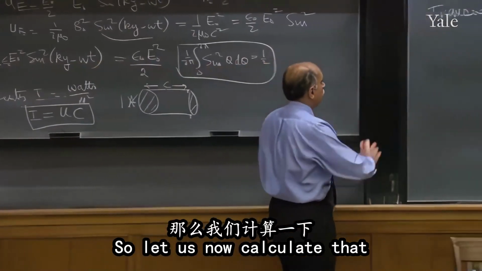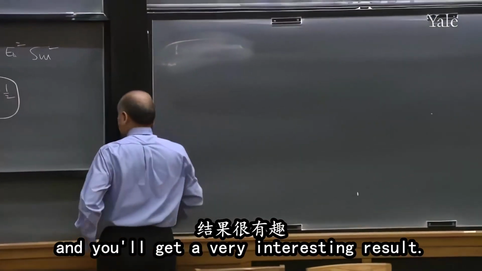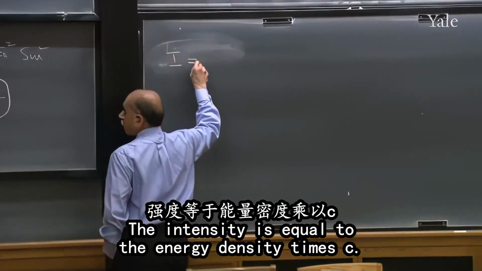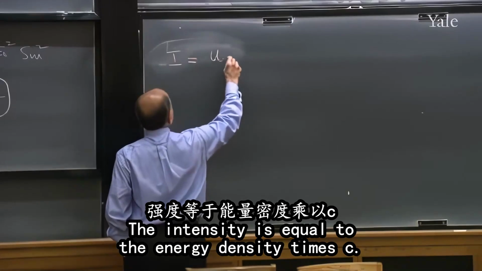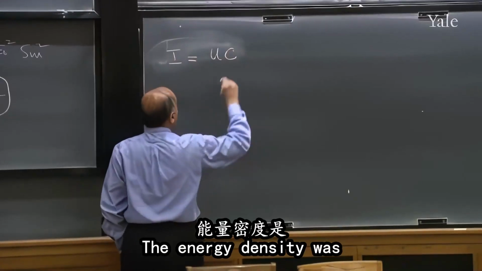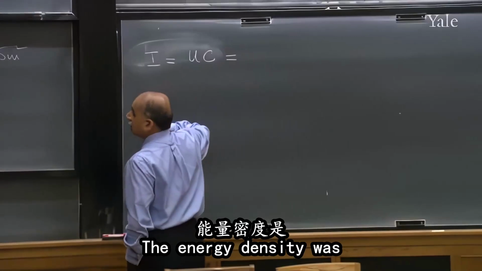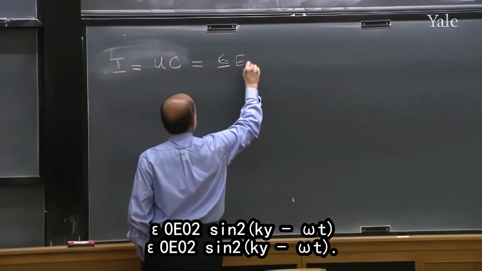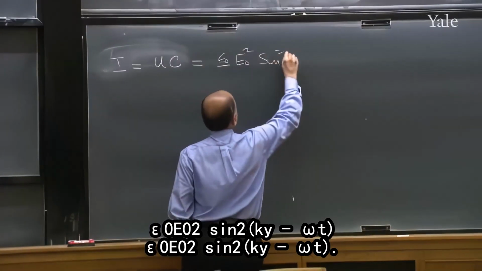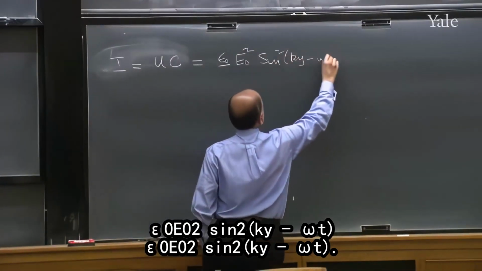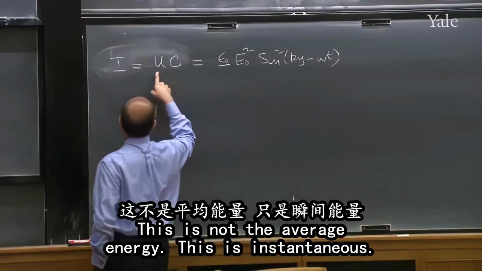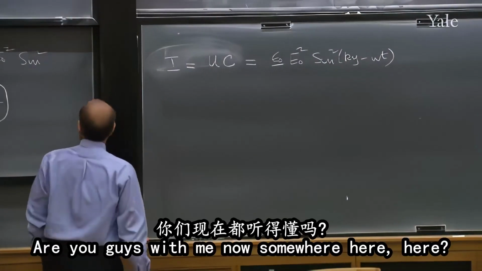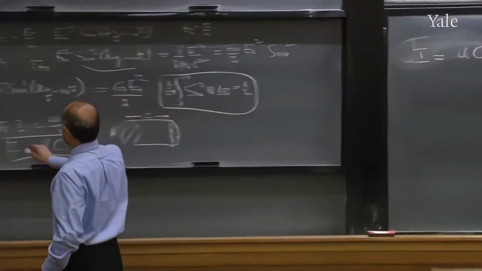So let us now calculate that, and you will get a very interesting result. The intensity is equal to the energy density times c. The energy density was epsilon 0 E0 squared sine squared ky minus omega t. This is not the average energy. This is instantaneous. I'll average it in a moment. You guys with me now? Somewhere here? Here.